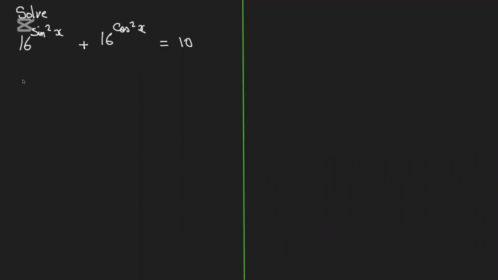So I'm going to start off with changing the 16 to 2 to the power of 4. So we have 2 to the power of 4 sine squared x plus 2 to the power of 4 cos squared x equals 10.